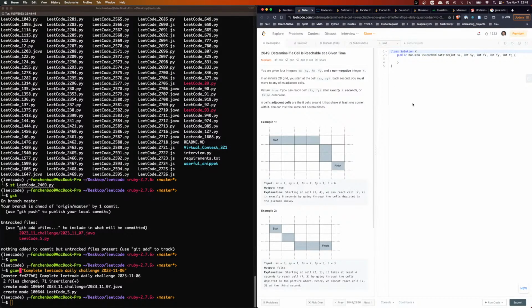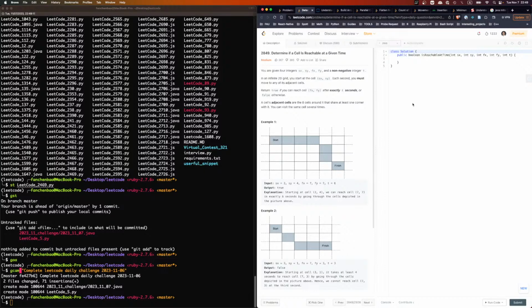I'm given 4 integers and a non-negative integer t. In an infinite 2D grid, you start at the cell (sx, sy). Each second you must move to any of its adjacent cells. Return true if you can reach cell (fx, fy) after exactly t seconds, or false otherwise.